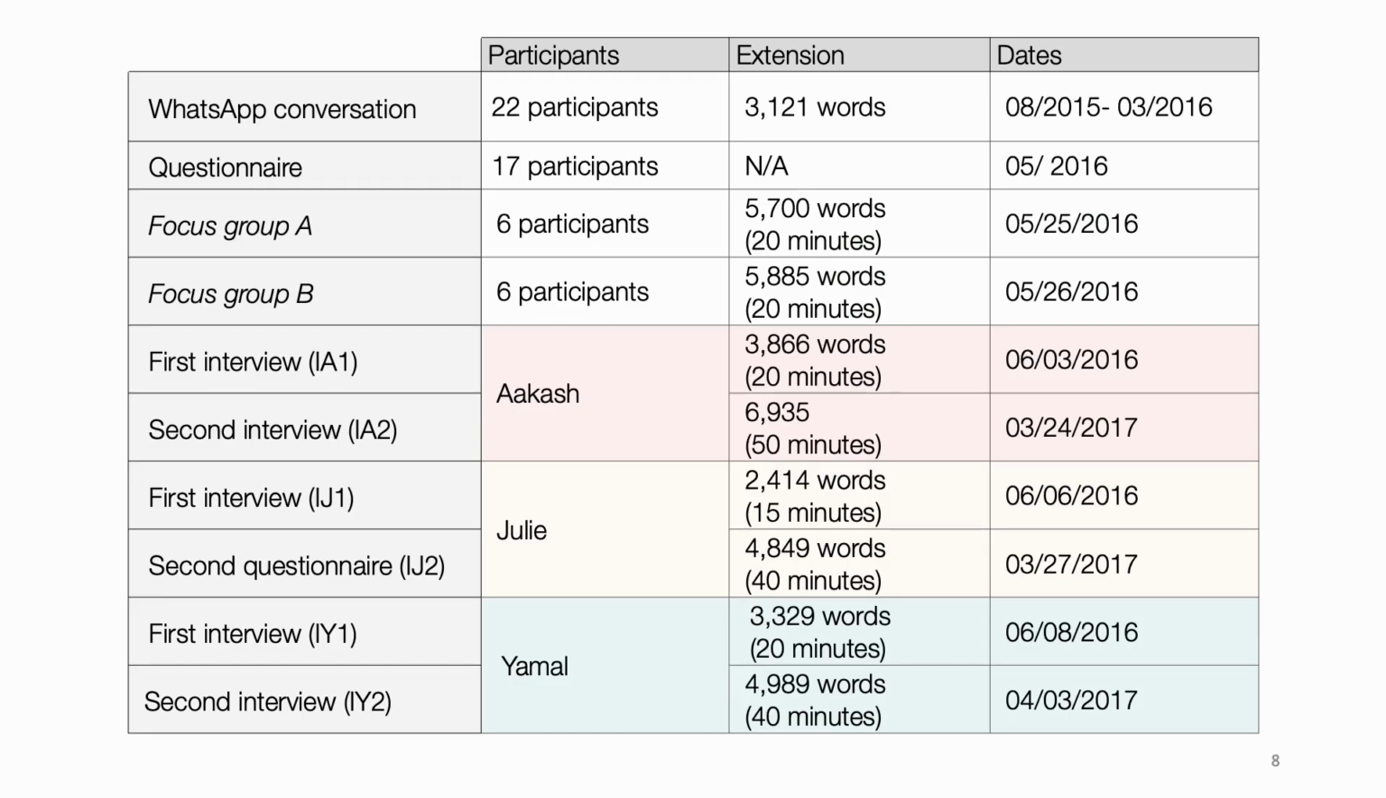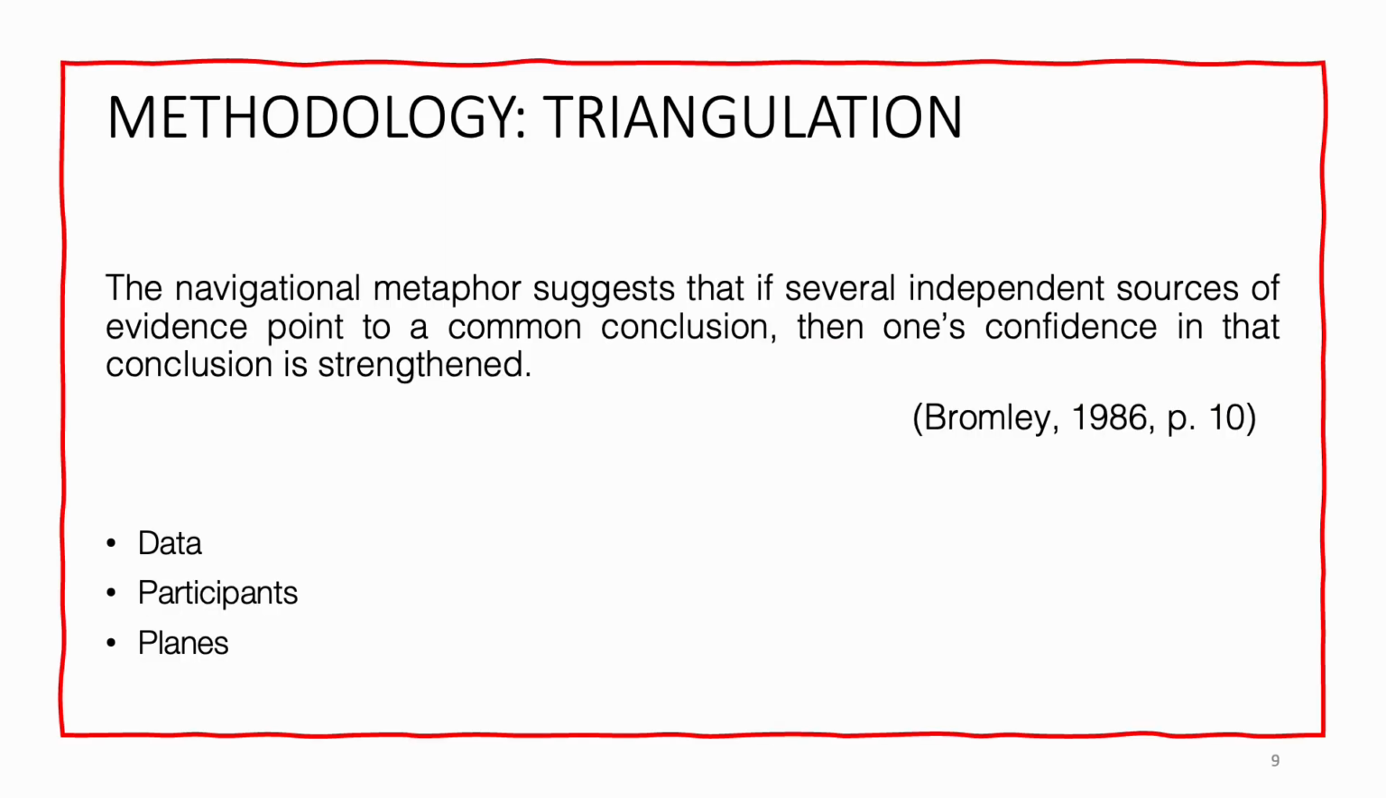And this is the corpus with which I worked. It was conformed by a WhatsApp conversation, a questionnaire, 2 focus groups, and then each of the 3 participants I mentioned before were interviewed twice. For this piece of research, I employed different means of triangulation of data, participants, and planes to mitigate the bias which is common in qualitative research.